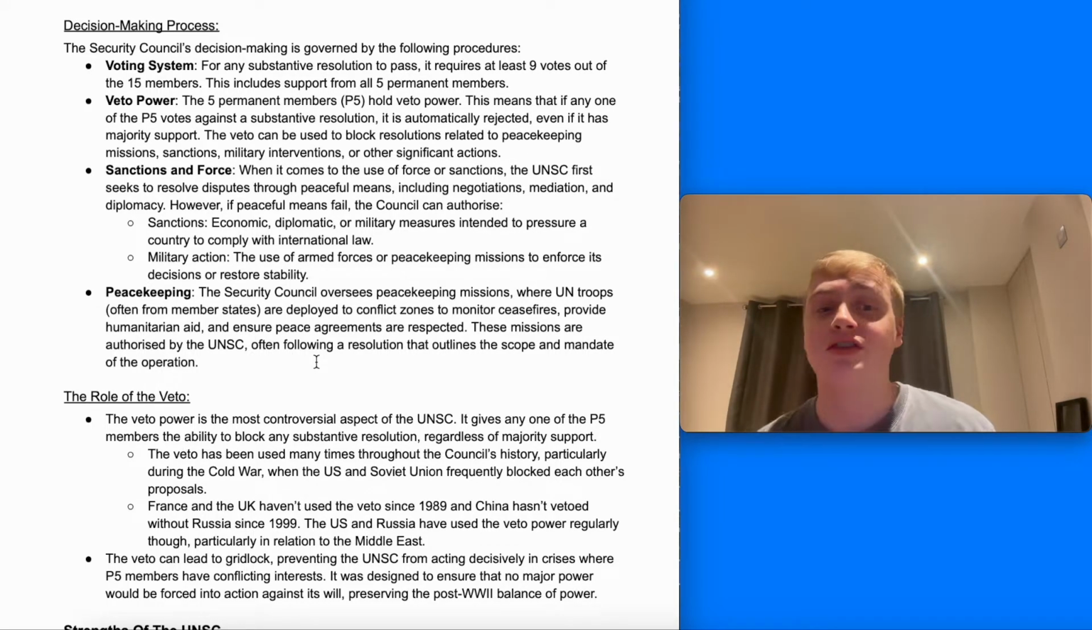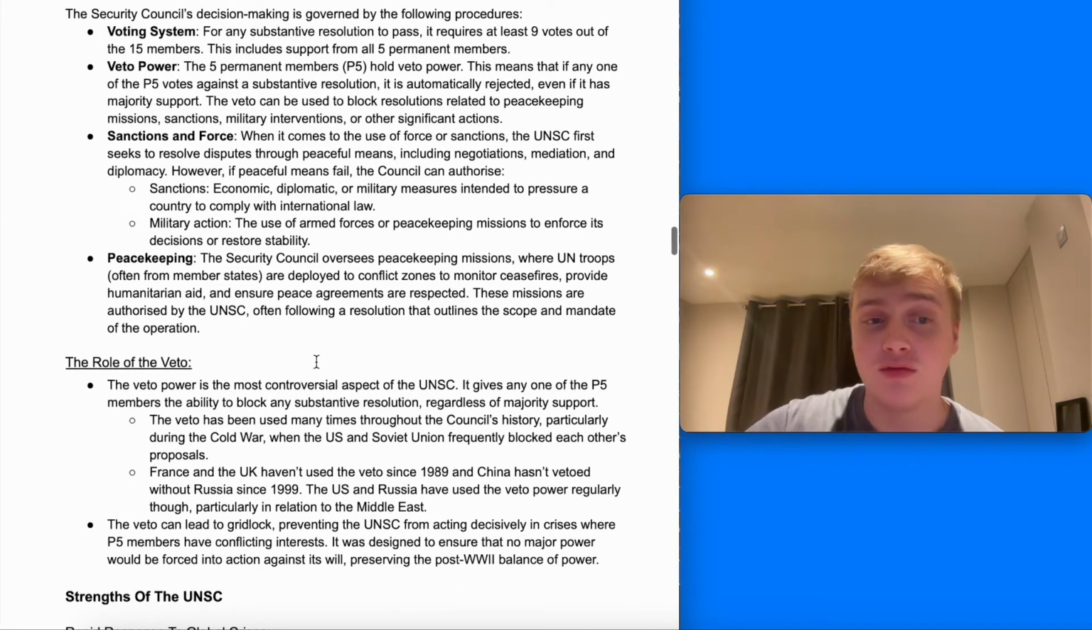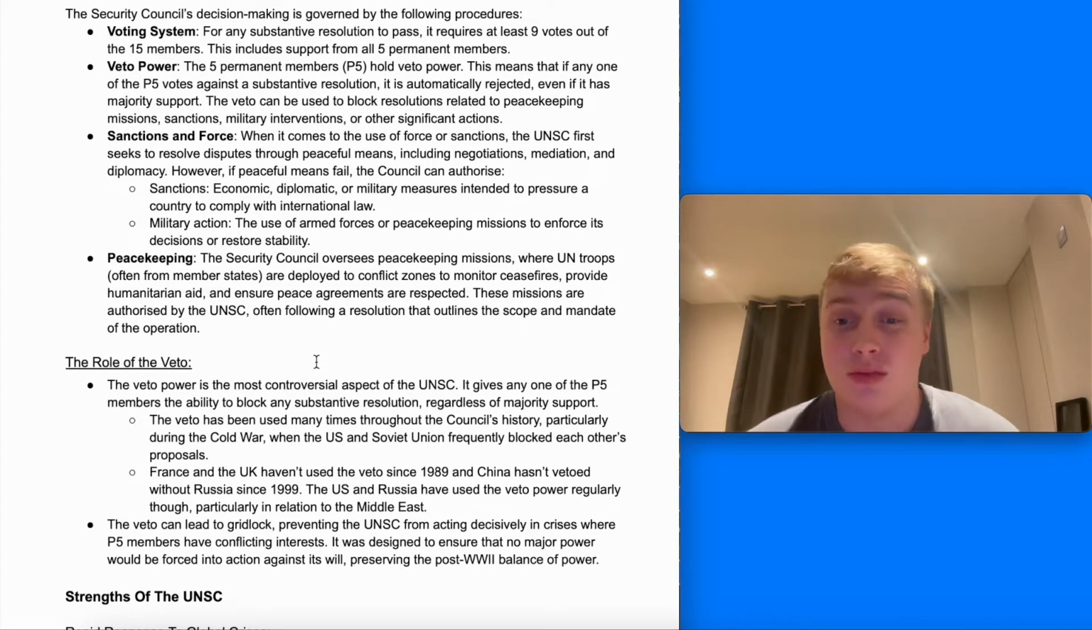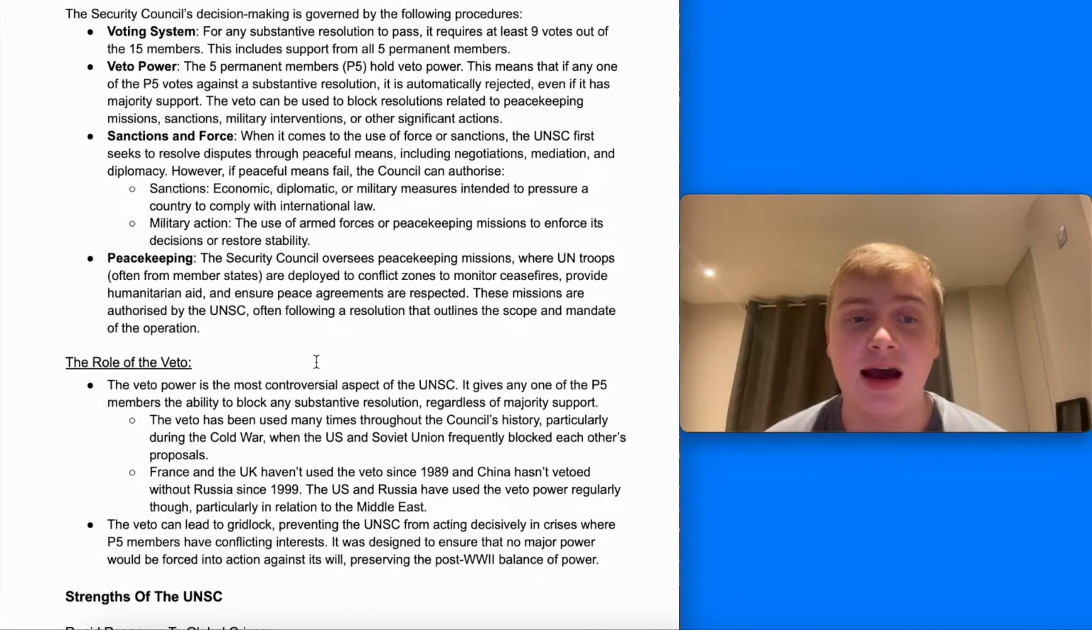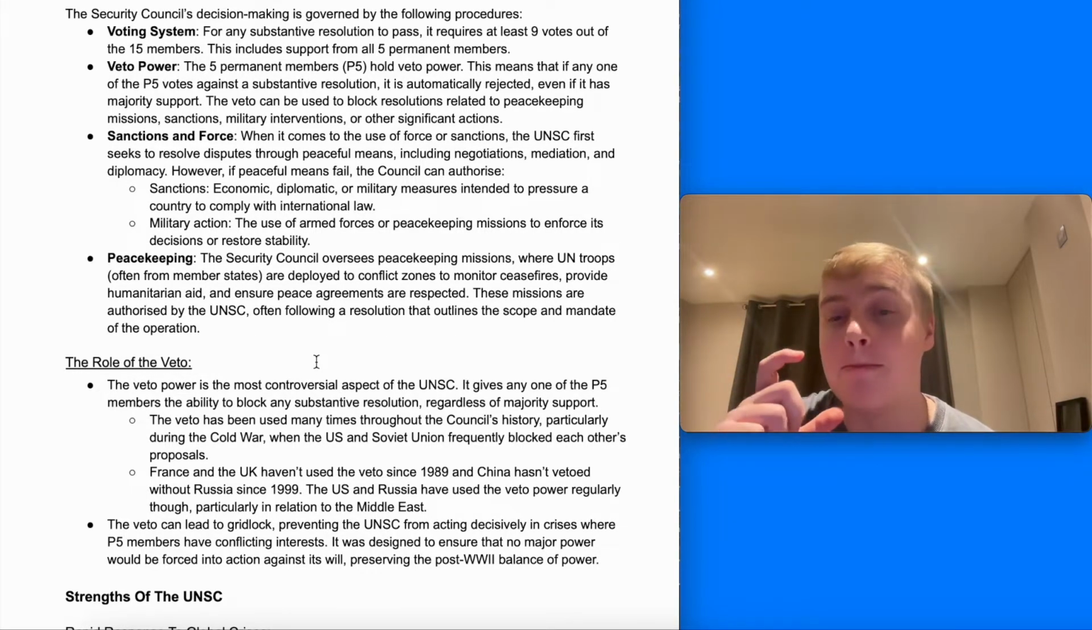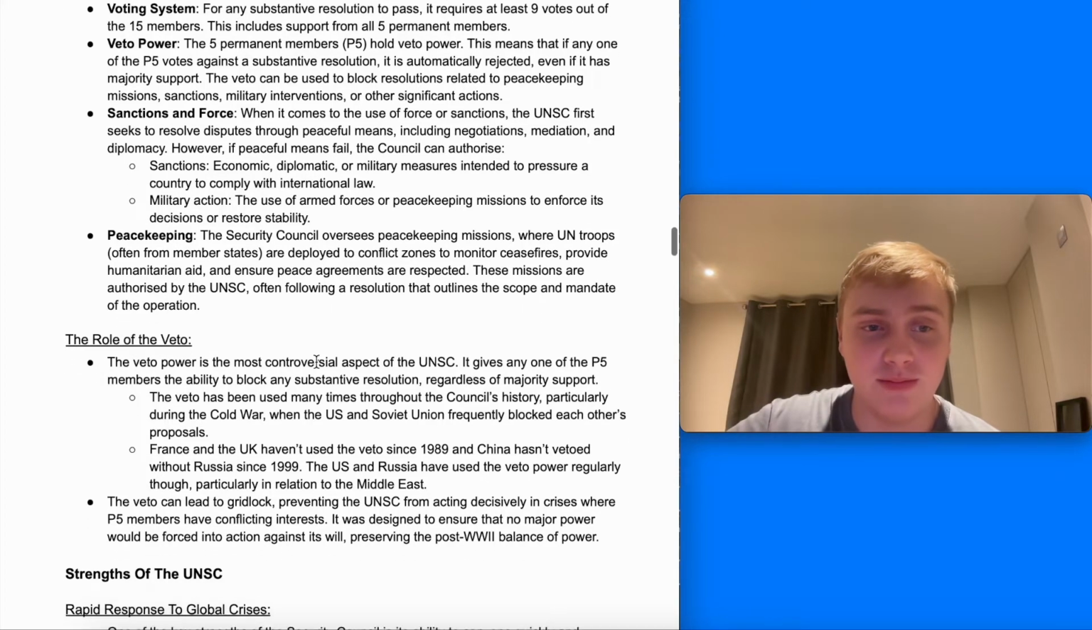The Security Council oversees peacekeeping missions, where UN troops, often from member states, always from member states actually, are deployed to conflict zones to monitor ceasefires, provide humanitarian aid, and ensure peace agreements are respected. These are authorised by the UNSC, often following a resolution that outlines the scope and mandate of that peacekeeping operation.